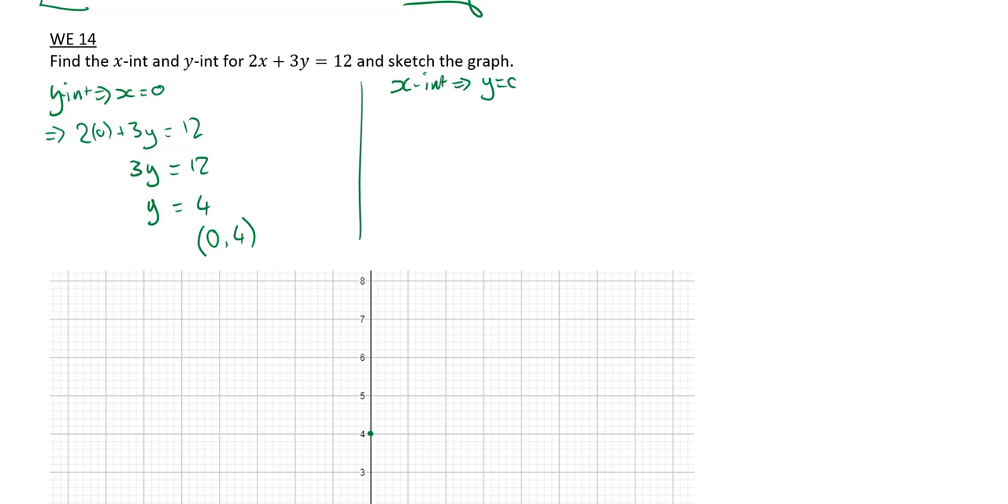Okay, for the x-intercept, x-int, well that implies what? That y equals 0. Okay, it's all right. So x-intercept is implying that y equals 0, and so that's going to look like 2x plus 3 times 0 equals 12. Great. So that's obviously going to go to nothing. So I'll go x, 2x. 2x equals 12. And how do I get x on its own?